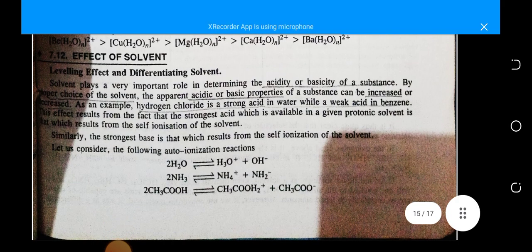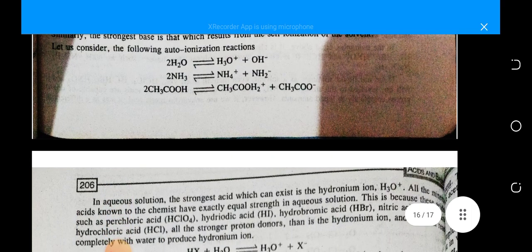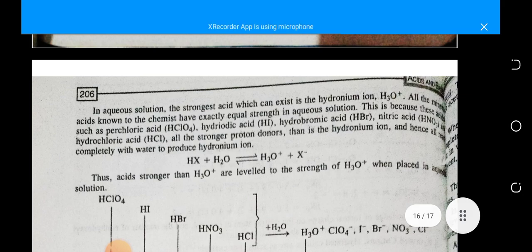The effect results from the fact that the strongest acid which is available in a given protonic solvent is that which results from the self ionization of the solvent. Similarly, the strongest base is that which results from the self ionization of the solvent. Let us consider the following auto ionization reaction: 2H2O equilibrium H3O+ plus OH-. In aqueous solution, the strongest acid which can exist is the hydronium ion H3O+. All the mineral acids known to chemists have equal strength in aqueous solution.